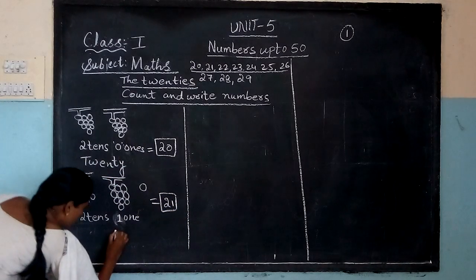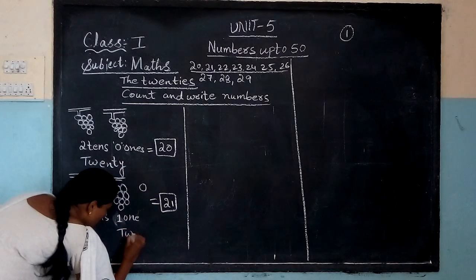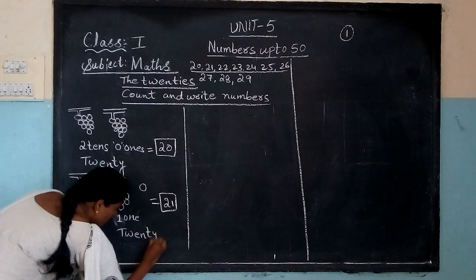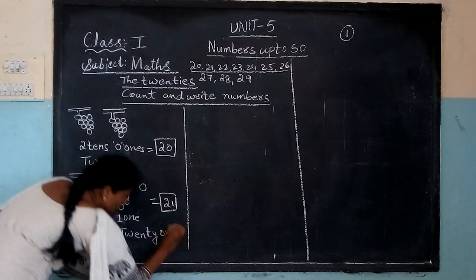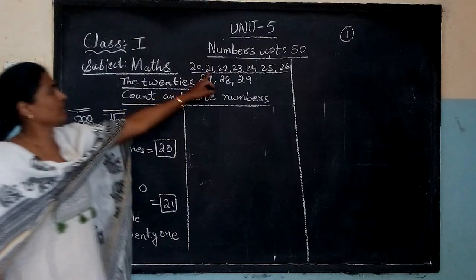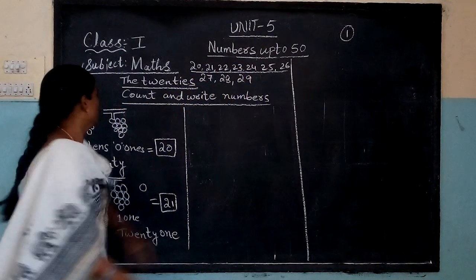Spelling of 21. TWENTY, ONE, 21. 21 complete. Next number, 22.